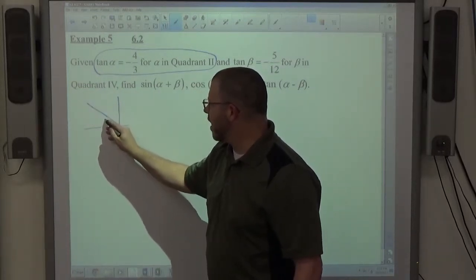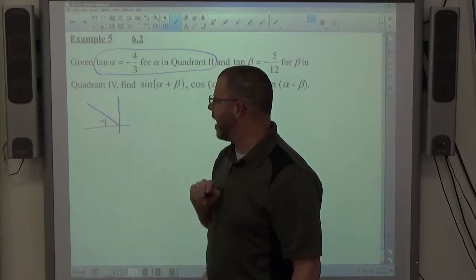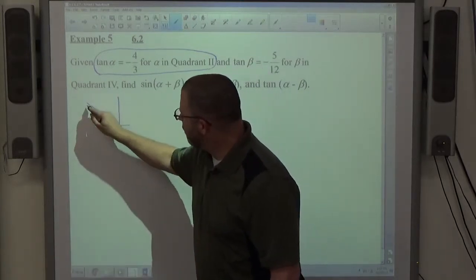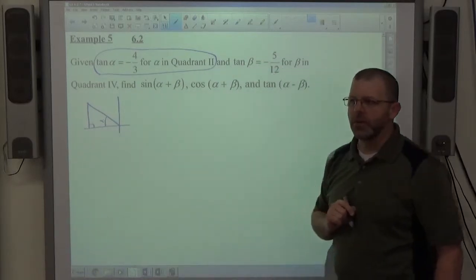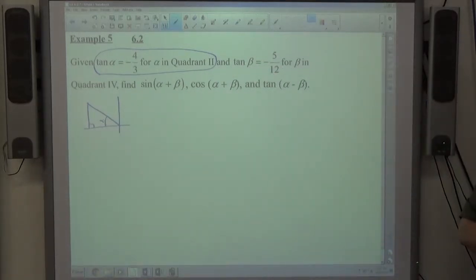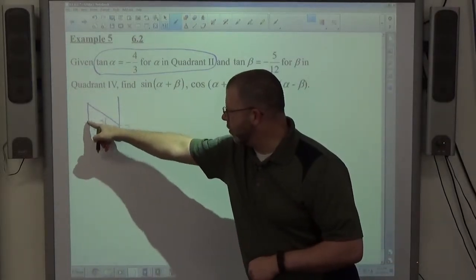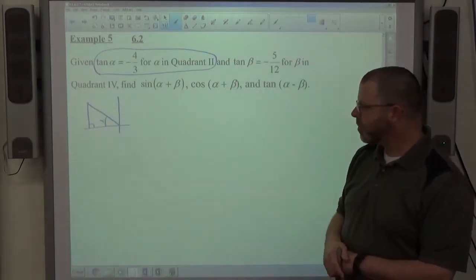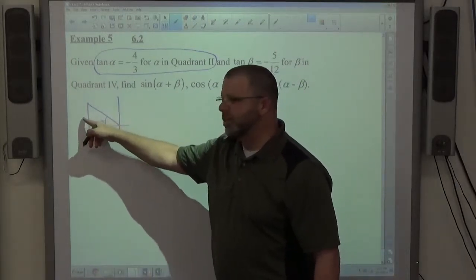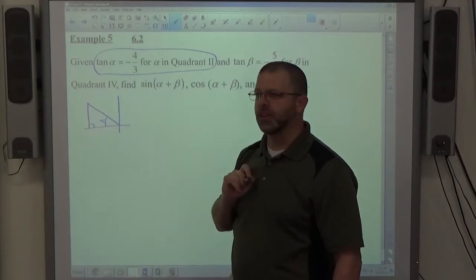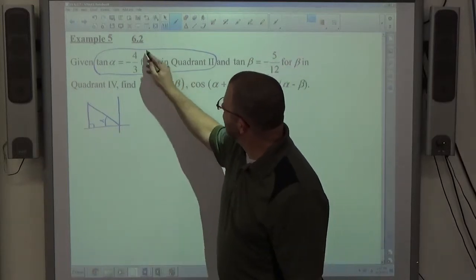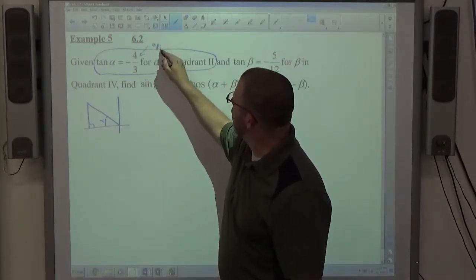I go from the vector to the x-axis to identify the angle alpha, and I go directly down to the x-axis to create a right angle. Again, I'm in the second quadrant, so to get to the x-axis from the tip of my vector, I have to go down. For alpha, the opposite side is the vertical, the adjacent side is the horizontal, the hypotenuse is the slanted side, right? And we know that tangent is defined as opposite over adjacent.